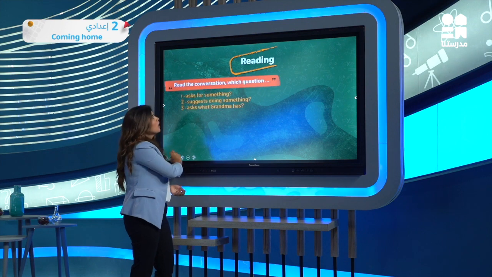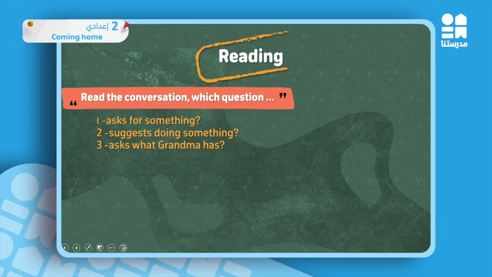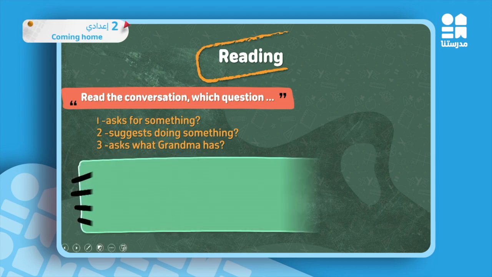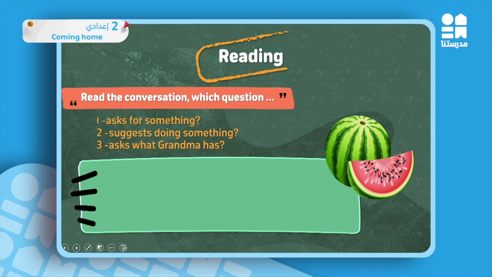Okay. For the last thing of this session, we have to focus on reading the conversation in order to improve the skill of speaking and listening. Okay, now ask for what is the point from the coming one. We have to match with these 3 points. Asks for something, suggests doing something, and asks what grandma has. Let's read first, and then we have to match every point with the one which is suitable with it.